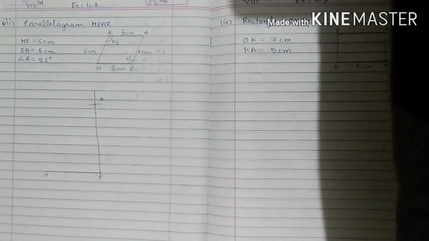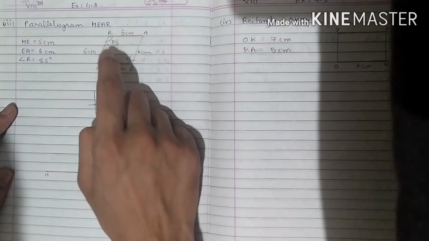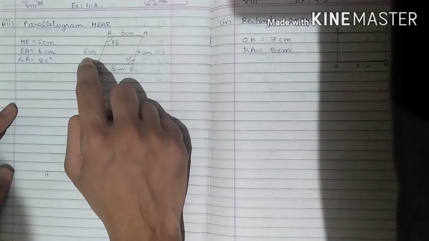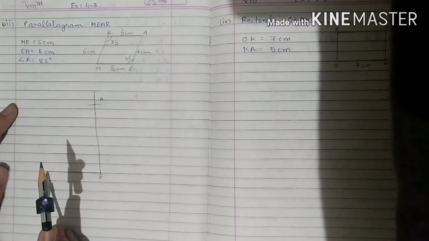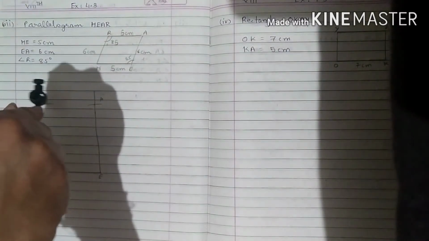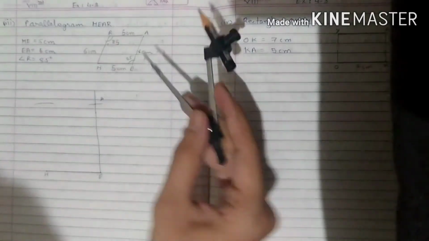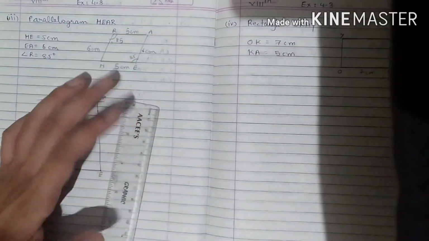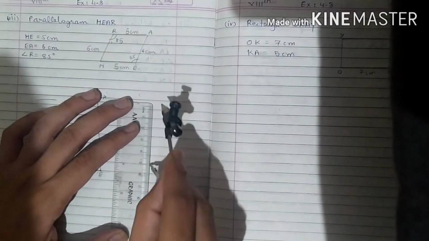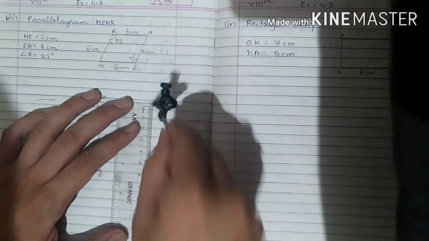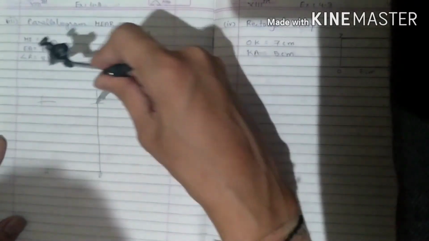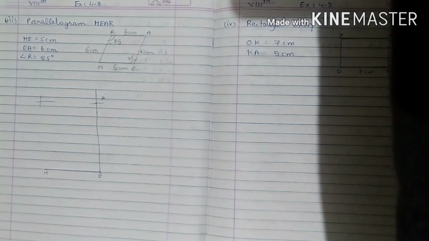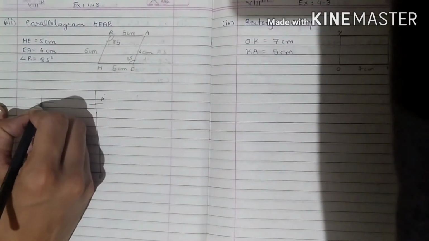Now HR is 6 centimeter. So take H as a center and take 6 centimeter on your rounder and draw one arc like this. Now AR, which is 5 centimeter, so take 5 centimeter on your rounder. Take point A as a center and cut this arc like this. Now this intersection point is point R.